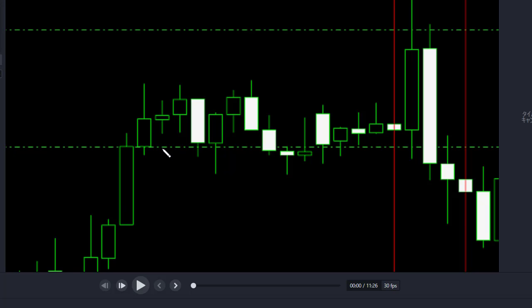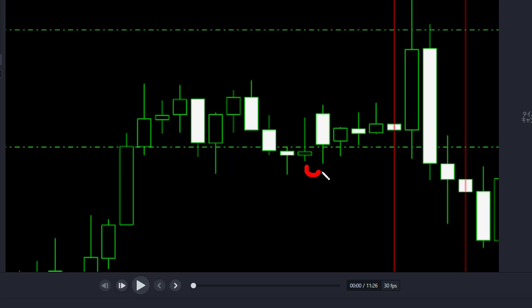And here is engulfing. This one. This candlestick high to low, next candlestick high to low inside, high to low all of them, next candlestick high to low inside. This is called engulfing.